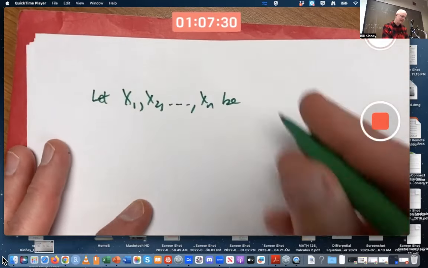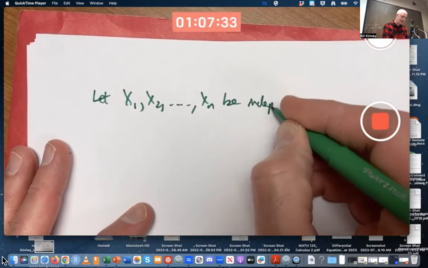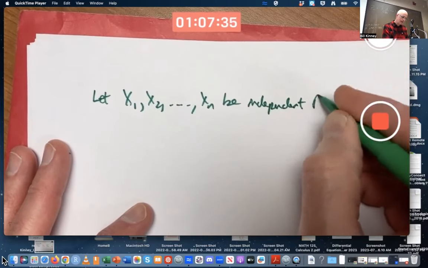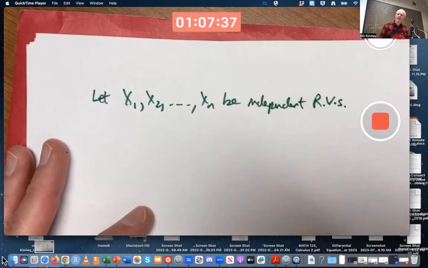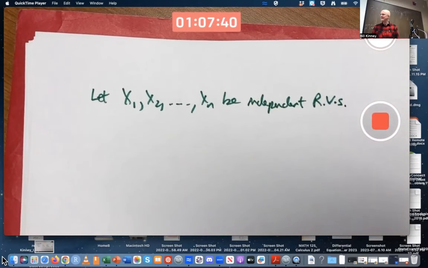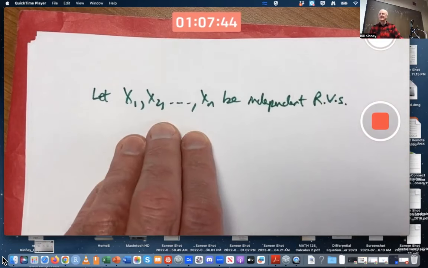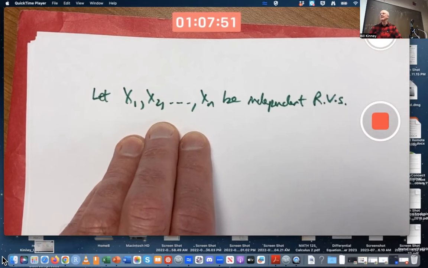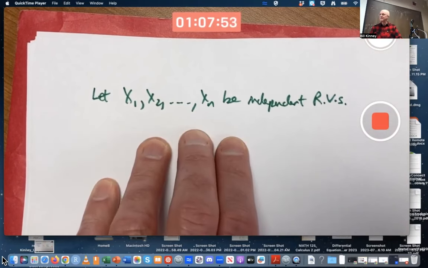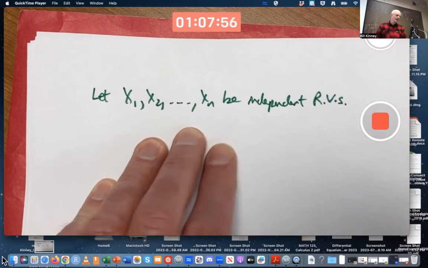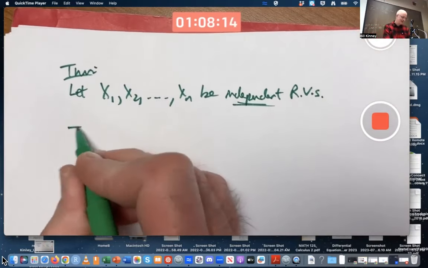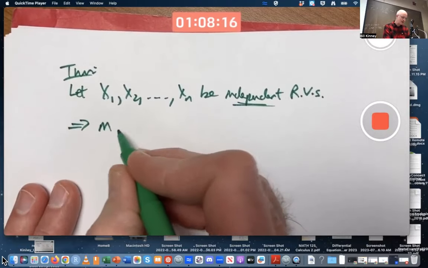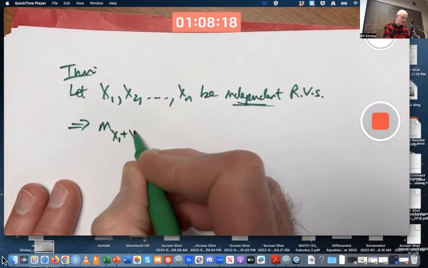Suppose we've got a list of independent random variables. Not necessarily identically distributed, though that would be the main application. Mostly we would think of these as being identically distributed, as being a random sample, having the same distribution. But what I'm about to say would apply even if they have different distributions. This is a theorem. What's the moment generating function for their sum is the question.